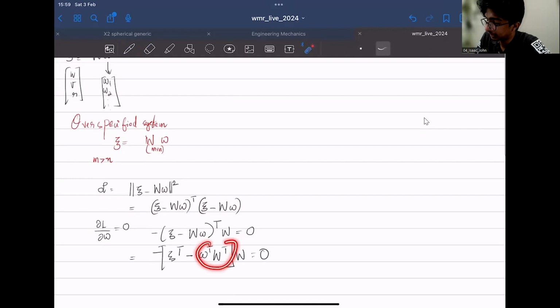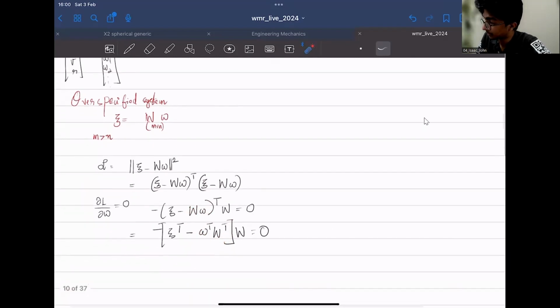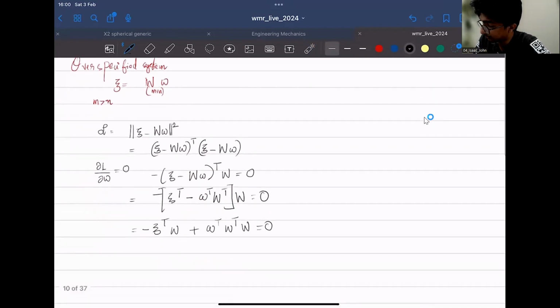So what I have done here is that if you have AB, the whole transpose, this will be B transpose, A transpose. So this is A and this is B, so this is B transpose, this is A transpose. If I further expand this out, this will be minus theta transpose W plus omega transpose W transpose W. This will be 0. And rearranging, omega transpose W transpose W is theta transpose W.